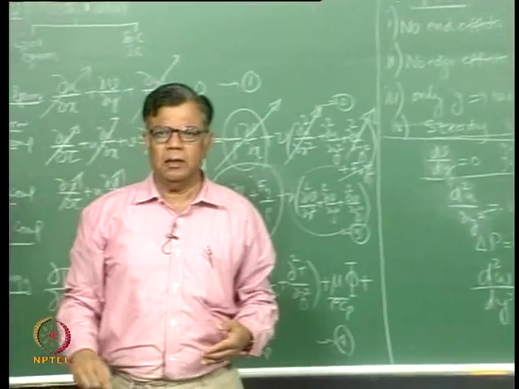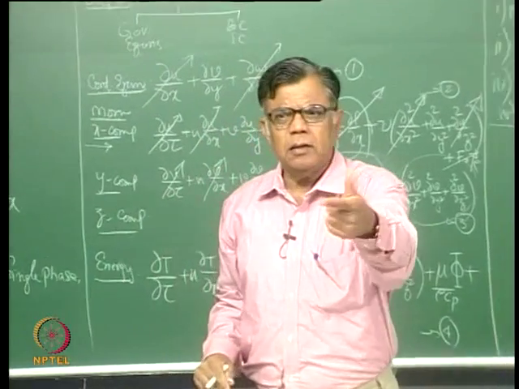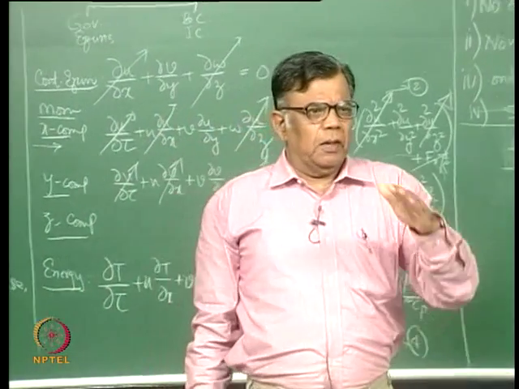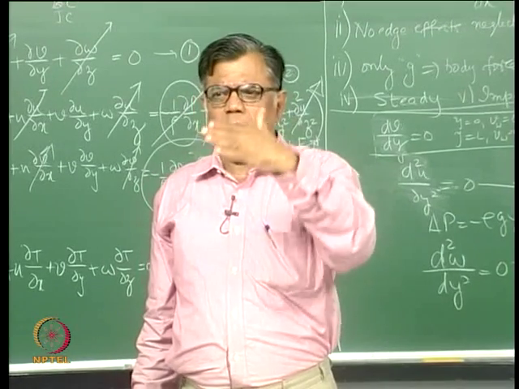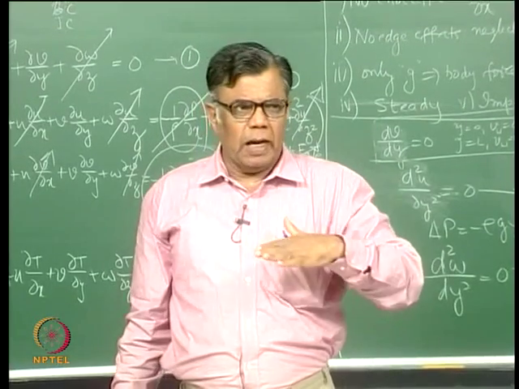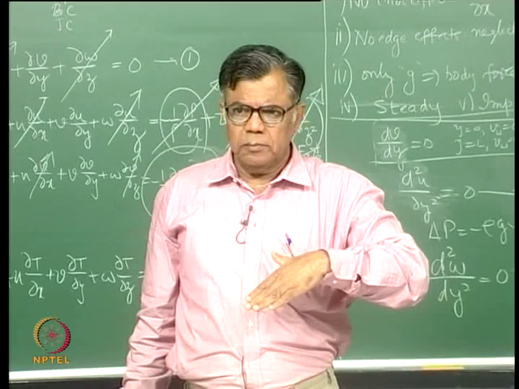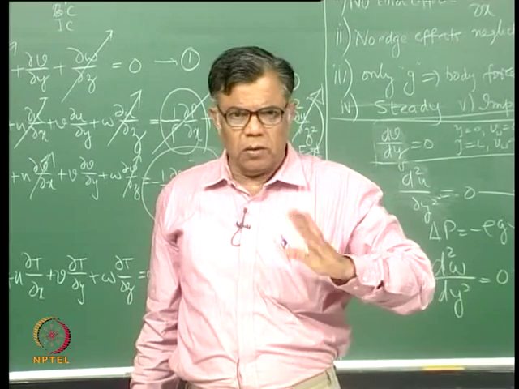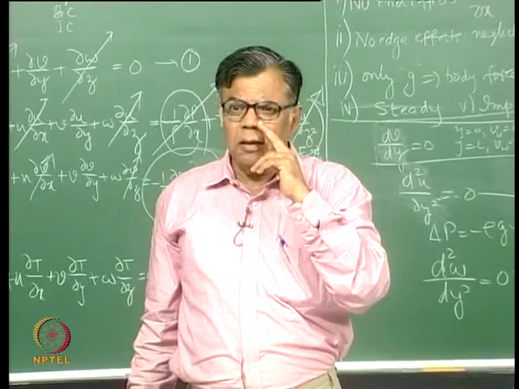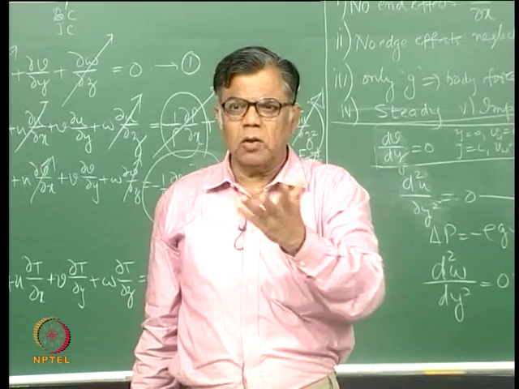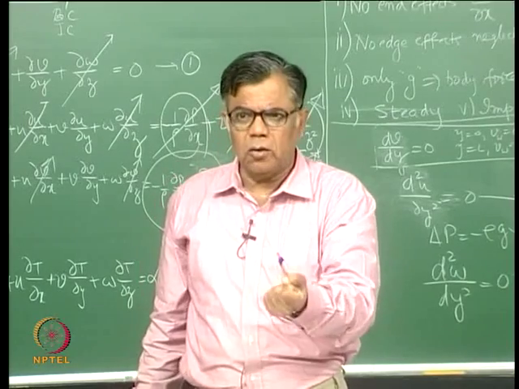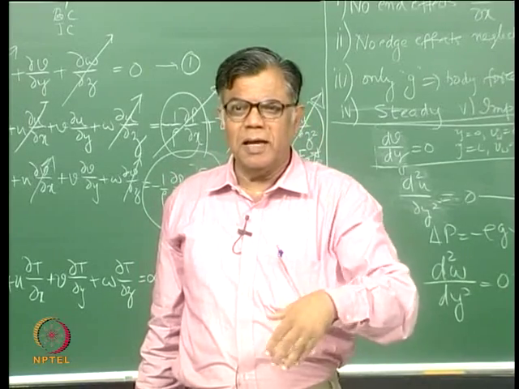Now invoke again the boundary condition. What is w at the bottom wall? What is w at the top? At y equal to 0, w equal to 0. At y equal to L, w is 0. So, w is 0. Complete the sentence, everywhere.